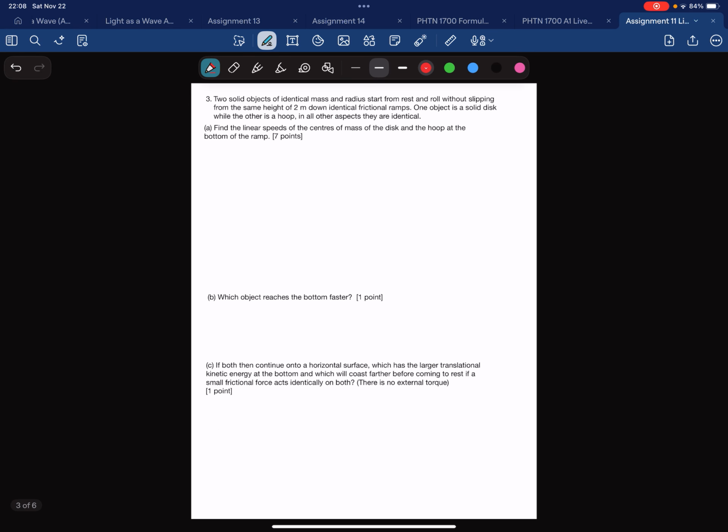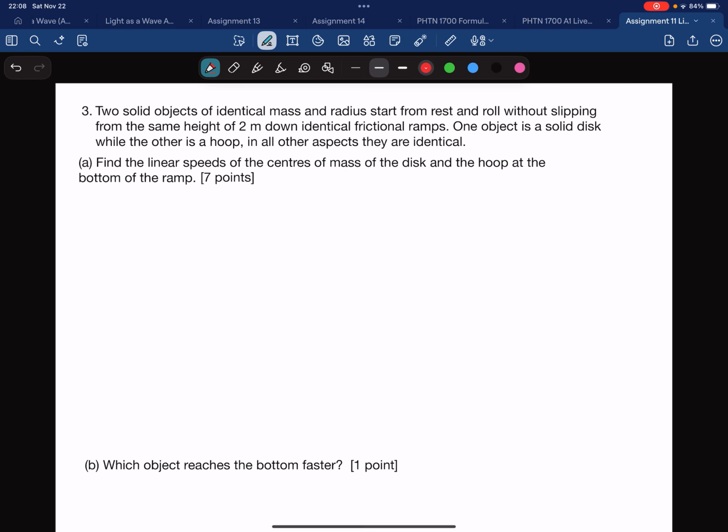Number 3. Two solid objects of identical mass and radius start from rest and roll without slipping from the same height of 2 meters down identical frictional ramps. One object is a solid disc while the other is a hoop. In all other aspects, they are identical. So I'm going to put disc over here on the left and the hoop on the right. I will start with the disc.